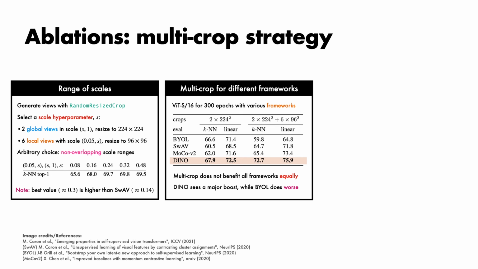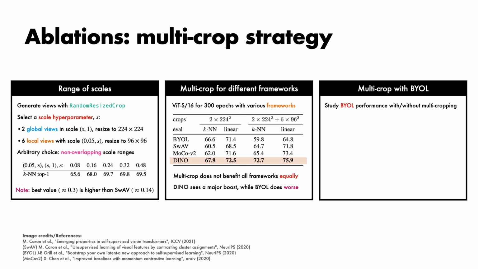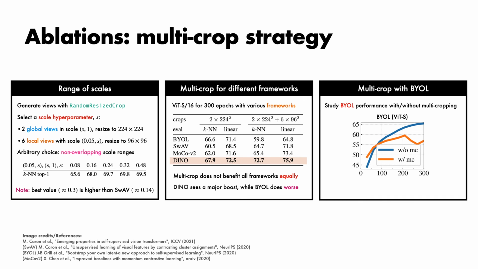The DINO authors conducted an investigation to see what is happening with BYOL, with and without multi-cropping. This plot shows what happens, with epochs on the x-axis and k-nearest neighbor top 1 accuracy on the y-axis. The multi-crop BYOL variant shown here in orange starts out strongly, but then appears to degrade in performance. It was found that this behavior was consistent across a wide range of hyperparameters, and also occurred when using ResNet-50 rather than ViTs. Since it was not the main focus of this paper, the DINO authors did not pursue this further.